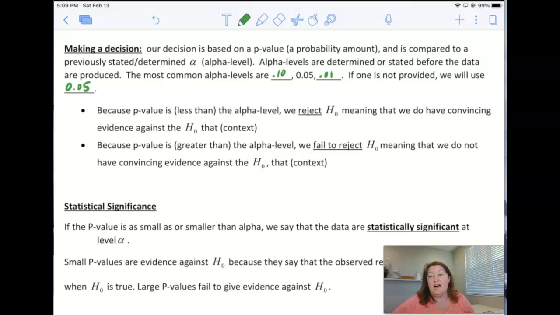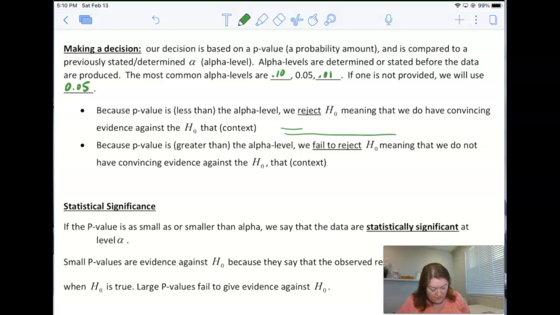Okay, so we believe it's not 40%. Because the p-value, and then the second statement is the other way. If the p-value is greater than the alpha level, we fail to reject H sub O, meaning we don't have convincing evidence, right? Because now our p-value is bigger than the alpha level. So let me give you an example of that.